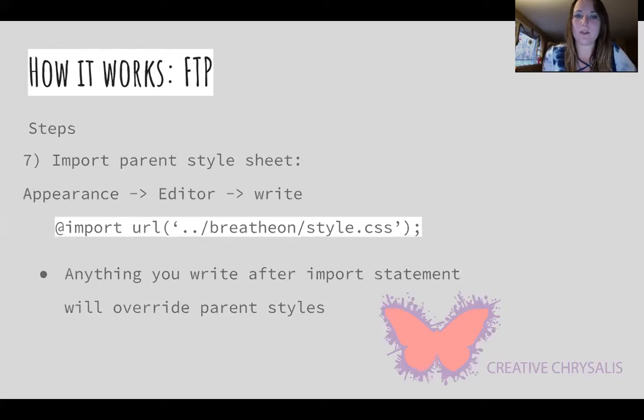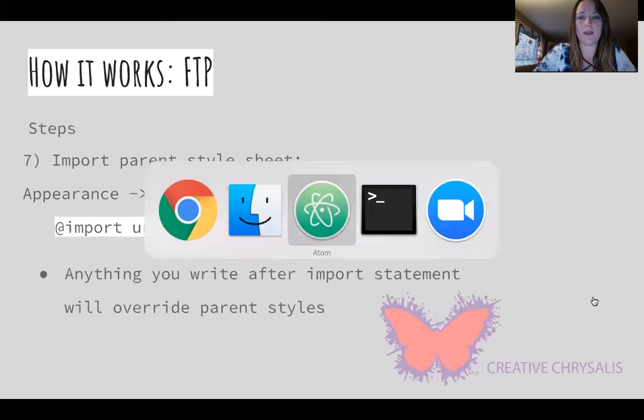So the file path should be the name of the parent theme, which for this example, I'm using Breathian, and then the name of the file that we're importing. So anything that we write after this import statement will override those parent styles. So again, that's the WordPress appearance, editor, and then we're going to write this code.